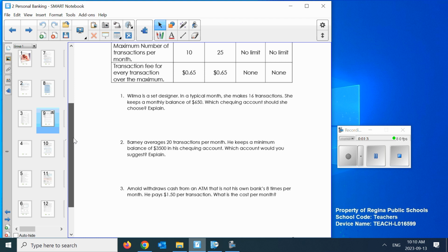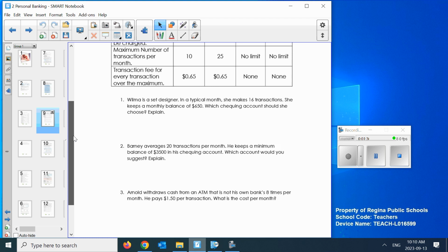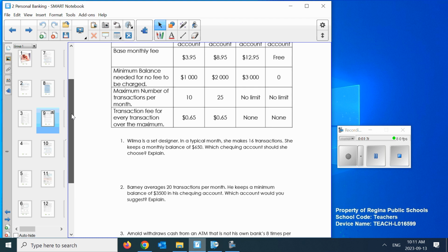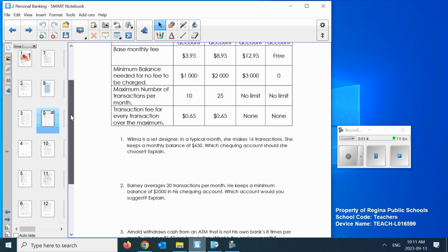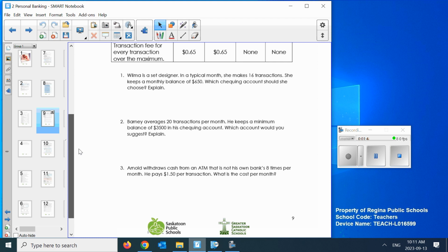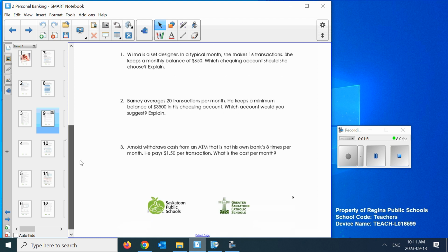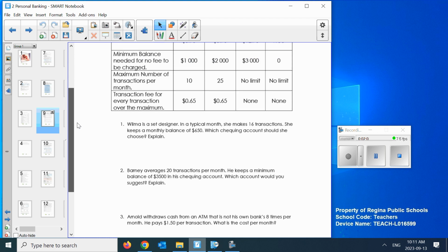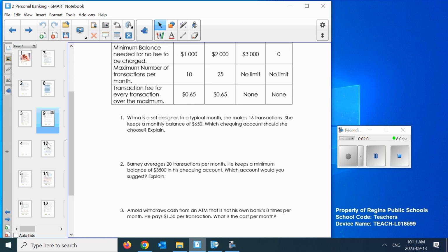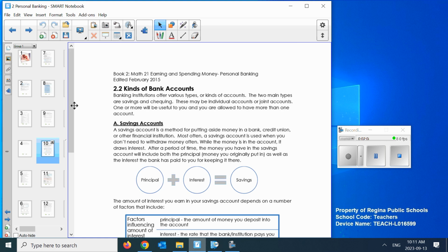Well, I'm going to tell you then, too, what you need to consider. Barney averages 20 transactions, not over. Keeps a minimum balance of $3,500 in his account. What would you suggest? If you have $3,500 in your account all the time, wow. And then the third one, Arnold withdraws cash from an ATM that's not his own bank's 8 times a month and pays $1.50 each time. What does that cost him because he's silly and doesn't use his own bank's machines? Those three things, I want you guys to do that. You guys are going to come back on those because remember, I've taken all of this stuff in. I'm going to talk to you about kinds of bank accounts. Flip the page and come back to this, okay?